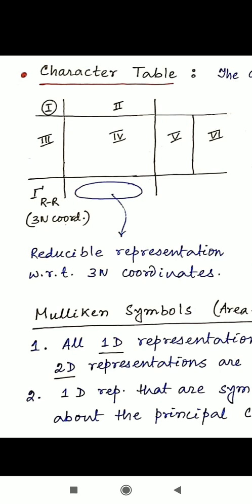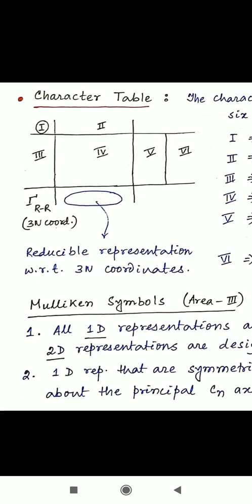But in your character table, you have to write the reducible representation with respect to the 3n coordinates, not in the x, y, z coordinate. Okay. So this is our character table. So in this way we can construct our character table for any type of point group. But in your syllabus mainly two types of point groups are there. One is the C2V and another one is the C3V point group.